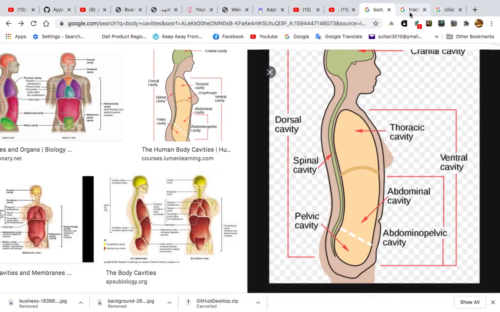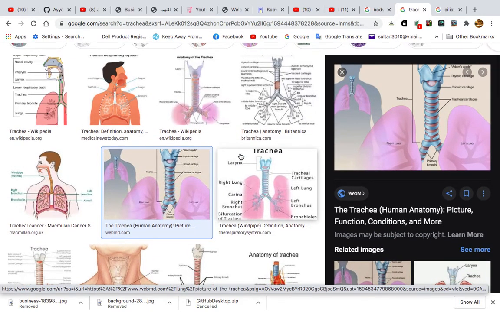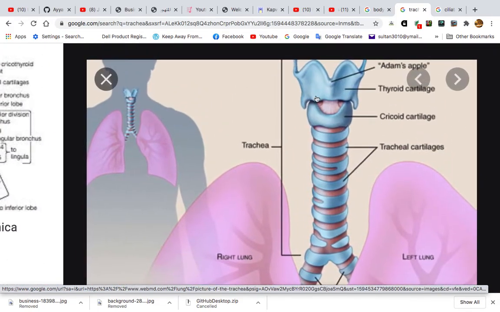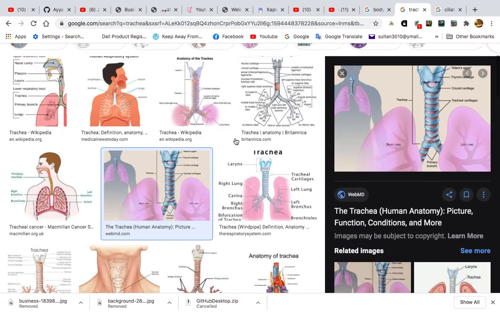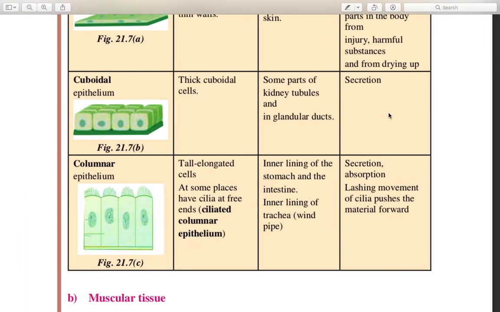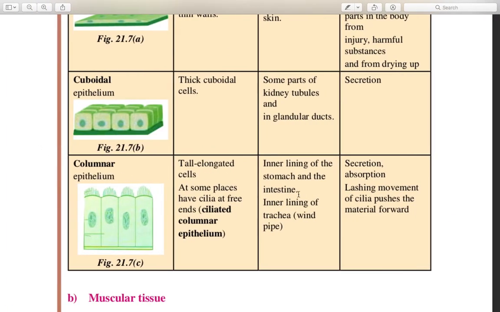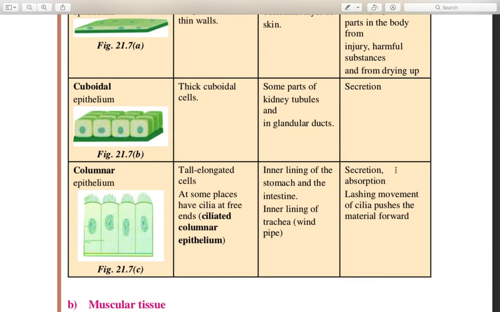Trachea is nothing but, I'll show you here. This is the trachea, the windpipe in our throat region. So here you can see this is a trachea. Okay, so the inner lining is made up of this columnar epithelium tissue. And what is the function? Secretion, to secrete something, and absorption, when there are nutrients or anything they have to absorb.